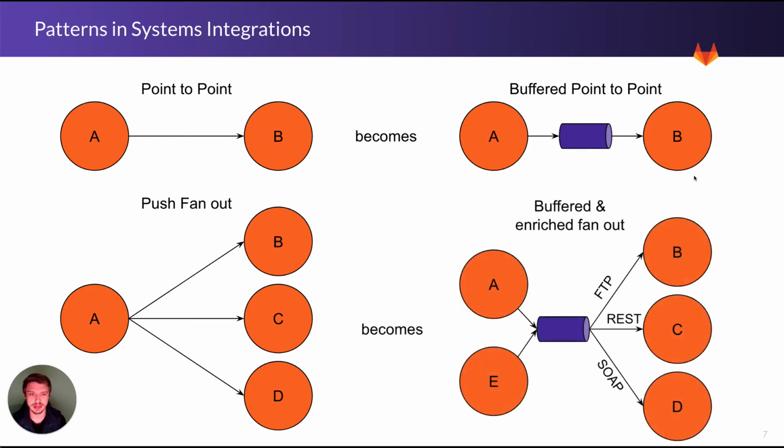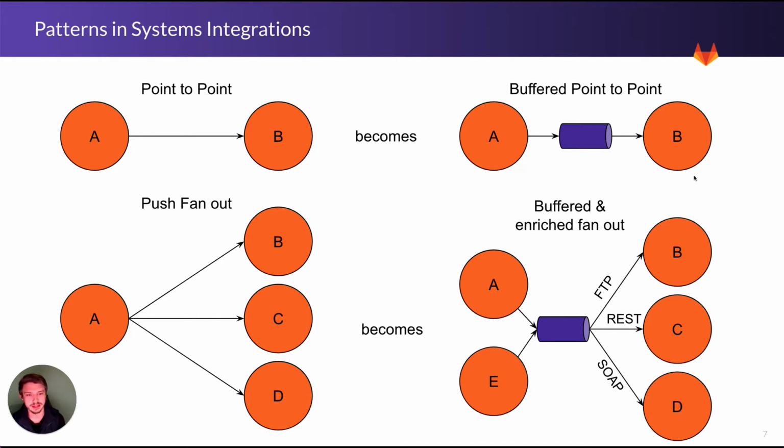We do a similar thing here. We add a buffer, which allows us to have the retrying, same as the buffered point-to-point. But we can also take data from multiple systems, so systems A and E, and create an enriched data model, which can then be pushed out to systems B, C, and D, because it's not just one single source of truth system. We actually have lots of different single source of truth systems for different types of data, and we might need to combine those before we send them out to different systems.